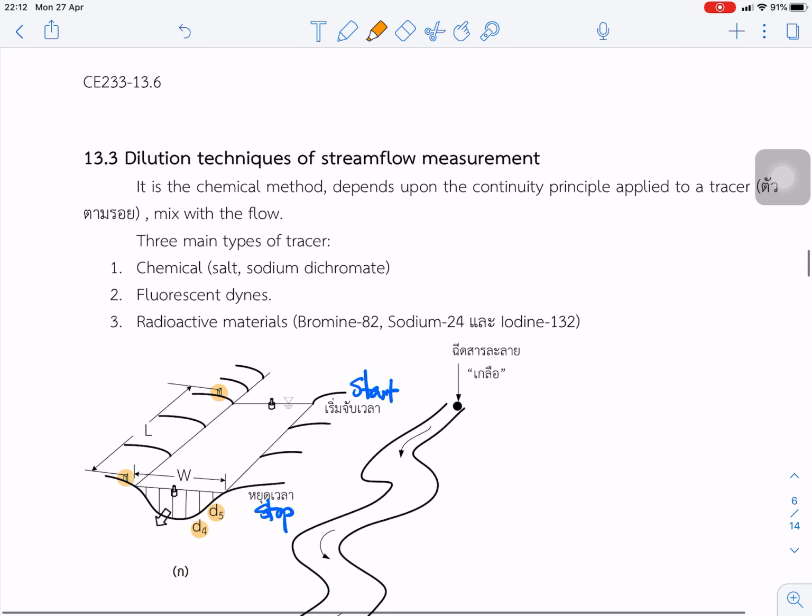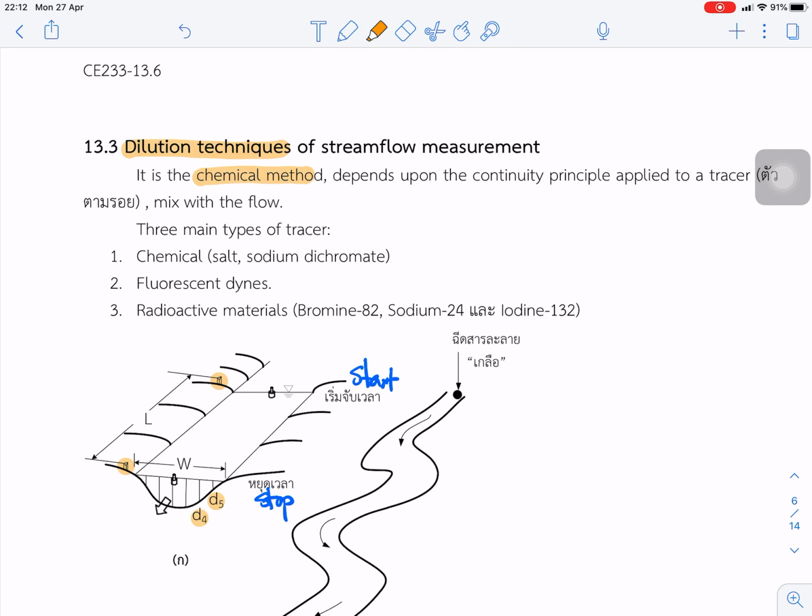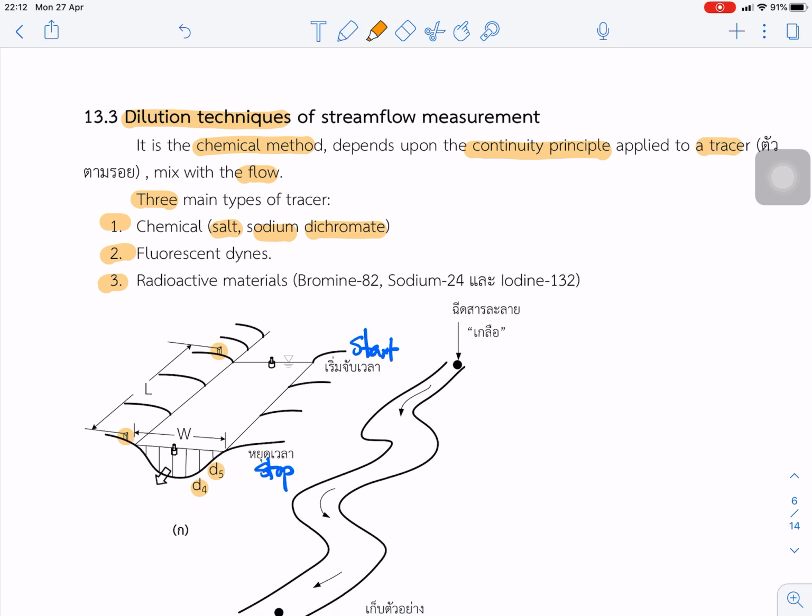Another method we call the dilution technique. This one is used to measure stream flow. It is a chemical method depending on the continuity principle applied to the tracer. The tracer is mixed with the flow. There are three main types of tracer. The first is chemical, such as salt or sodium dichromate, or fluorescent dye, or we can use radioactive material.